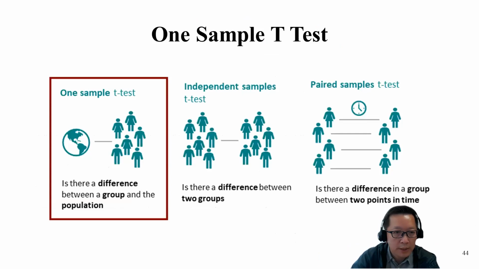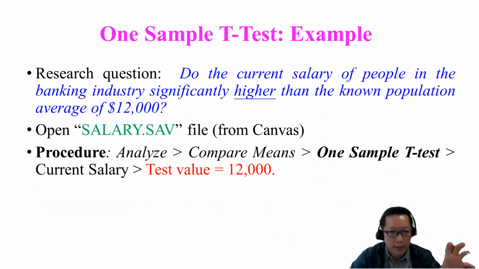So in one sample test, basically you're comparing the group that you are interested in with the population that you are testing. So this is an example. You can use the Salary.sav file to try this on. I tried this to answer this question.